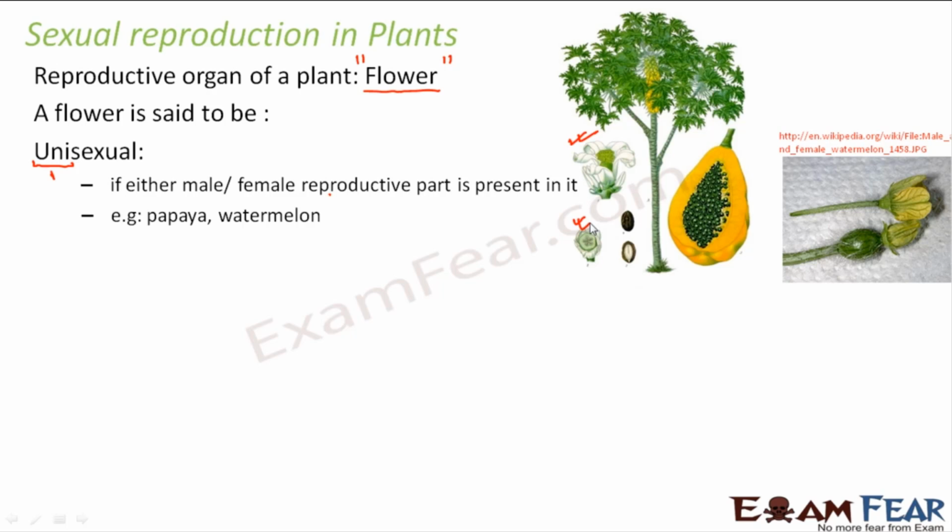Similarly, if you look at the flowers of watermelon, here you can see these are the buds. They are yet to become flowers. If you look at this one, this is the male flower and this is the female flower.